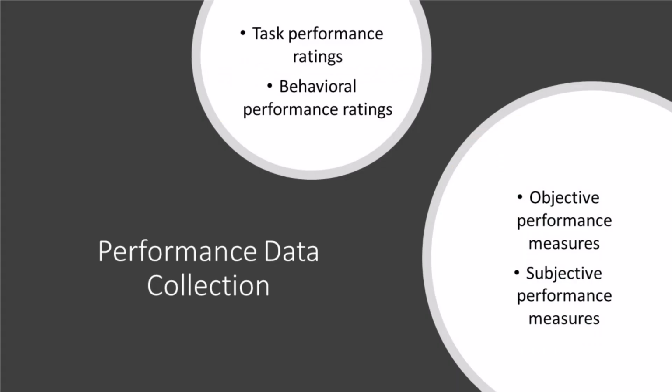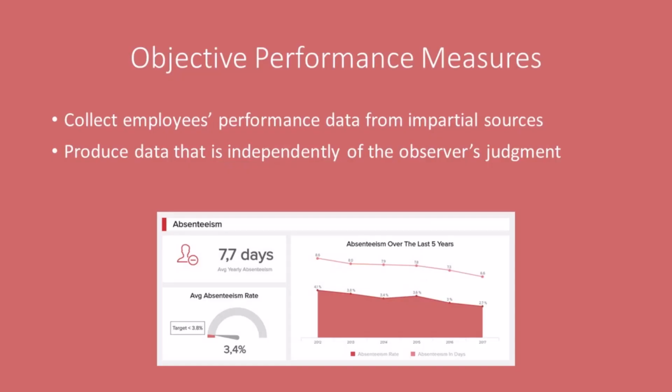We collect performance data using different types of rating scales. Behavioral ratings measure the behaviors known to contribute to high performance, including variables like quantity and quality of work, depth of knowledge, cooperation, and loyalty. Task ratings focus on the extent to which employees perform their job tasks, duties, and responsibilities. Measures can also be categorized as objective or subjective measures.